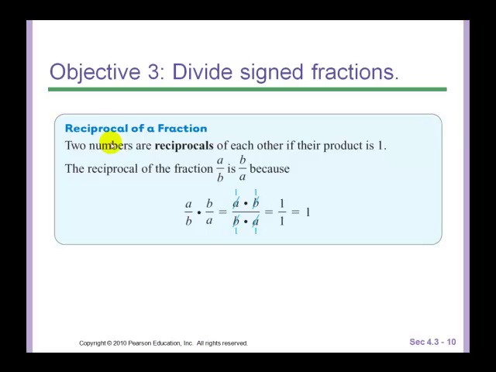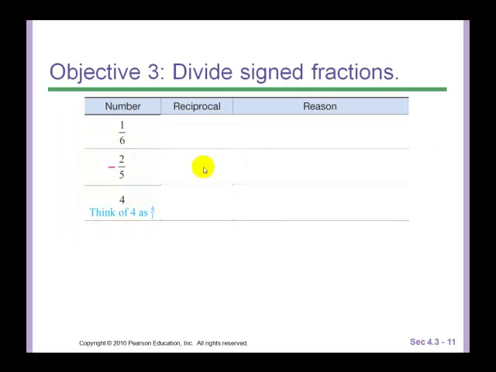To divide, we're going to need to use reciprocals. The reciprocal of a number is one such that you multiply it and it equals 1. For example, a over b and b over a are reciprocals because a times b cancels out with b times a and leaves us with 1. The shortcut to find a reciprocal is simply to flip the top and the bottom. A goes to the denominator, b goes to the numerator.